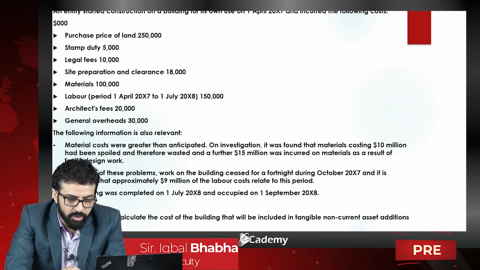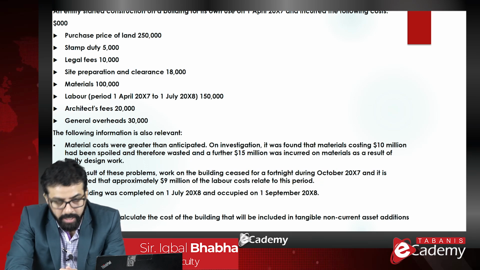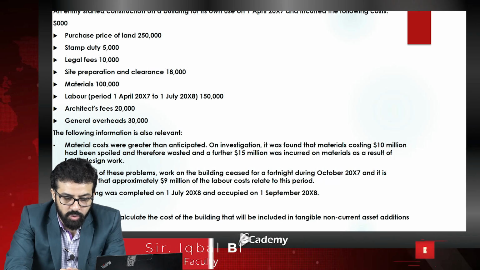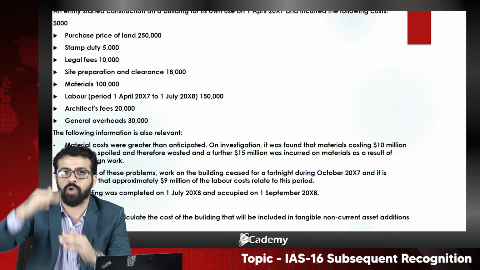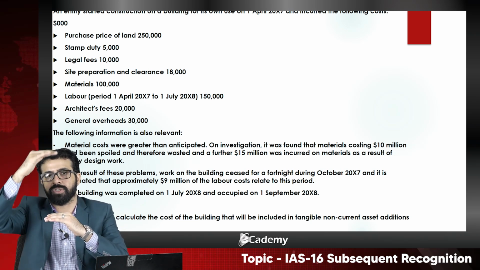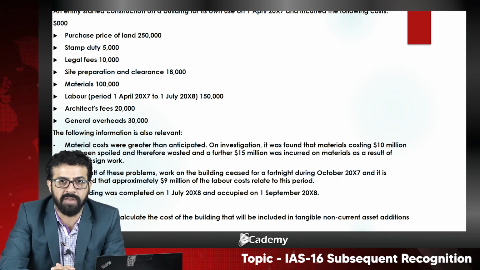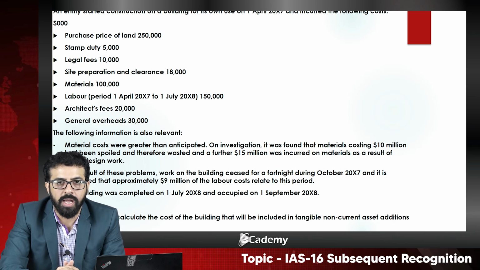The requirement of the question, as we have already discussed, demands that we calculate the cost of the building that would be included in the tangible non-current assets addition. This is the demand of the examiner. And how do we calculate the cost of the building? By accumulating all the components of the cost separately and individually, keeping in mind the criteria that the relevant costs are included and the irrelevant costs are excluded, and that would fulfill the demand of the question.